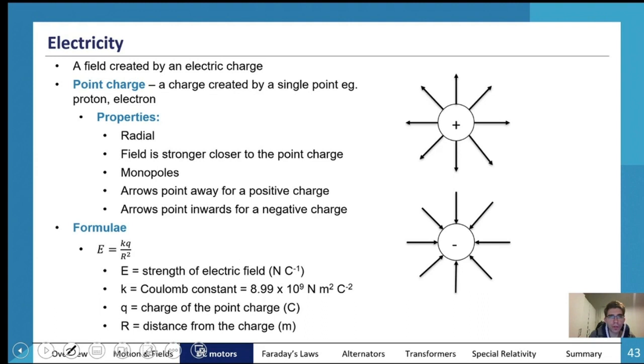The properties of the point charge are that it is radial, and the field is stronger closer towards the point charge. It is made up of monopoles, and the arrows point away for a positive charge, or the arrows point inwards for a negative charge.